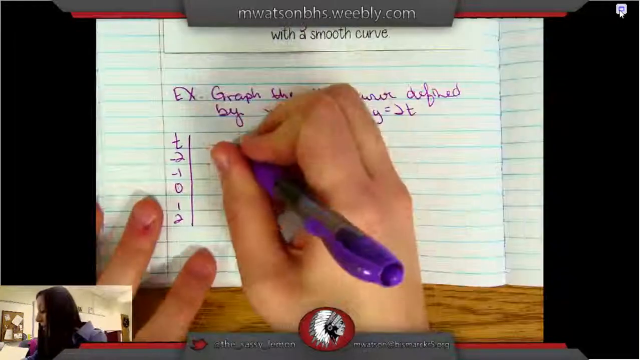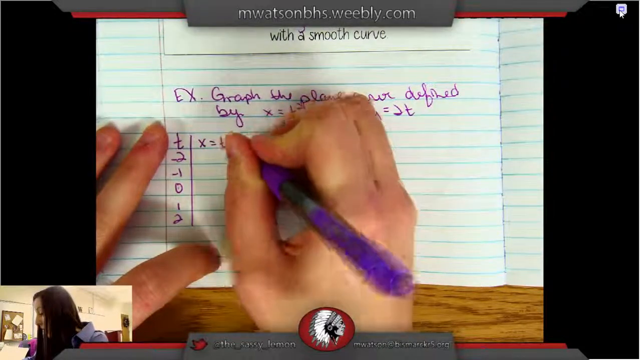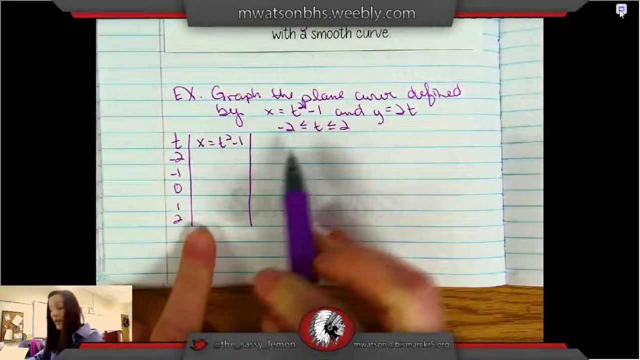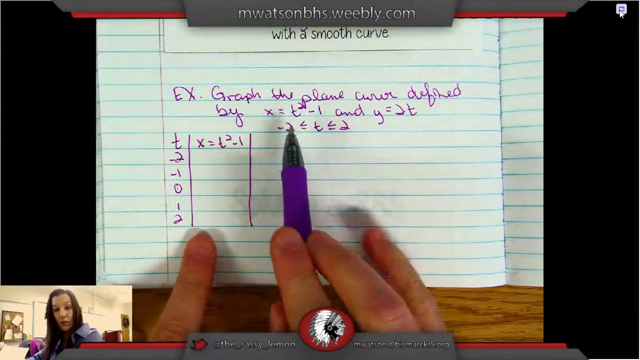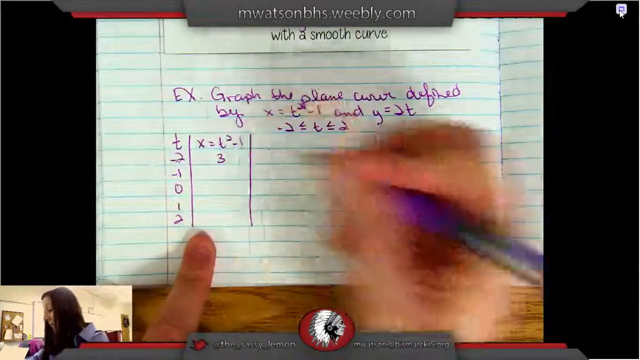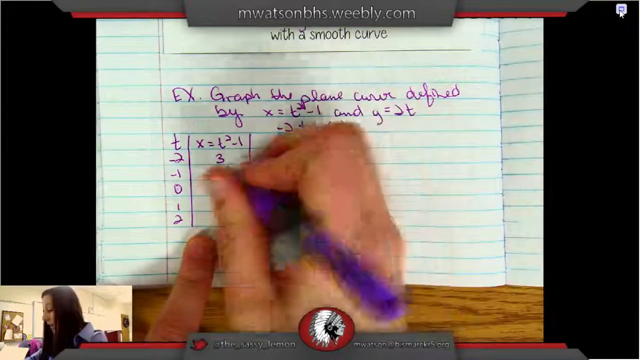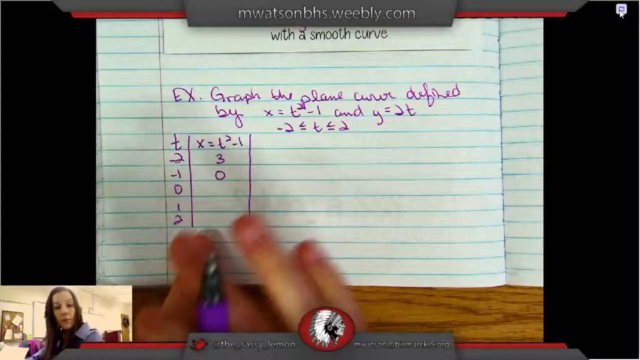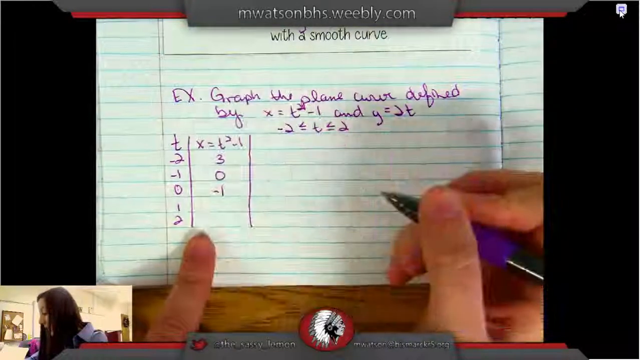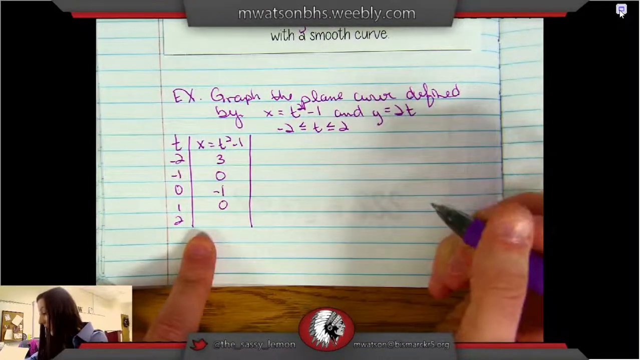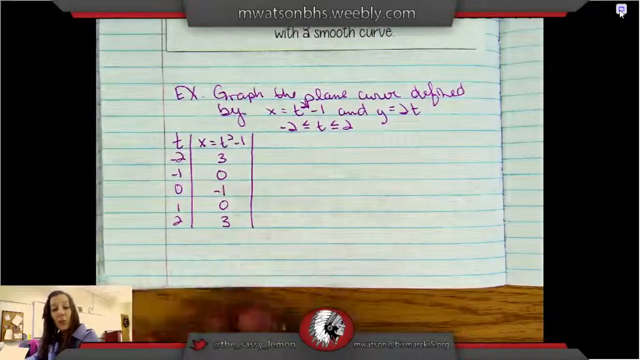So now we have to solve for x. We know that x equals t squared minus 1. And that's simple enough that we can do it in our head. So plug in -2, square it, we get 4, subtract 1, we get 3. And then you just keep going like that. -1 squared, and we get 0. So go ahead and maybe pause the video and try to fill the rest of that out. I'm going to get -1, 0 again, and 3 again. So those are all my x values.